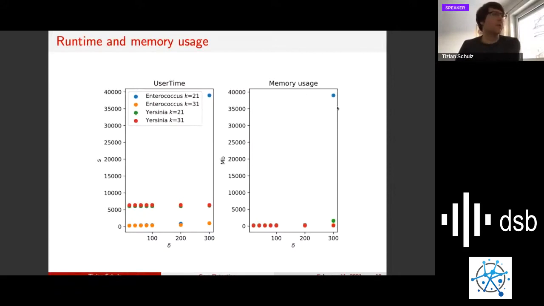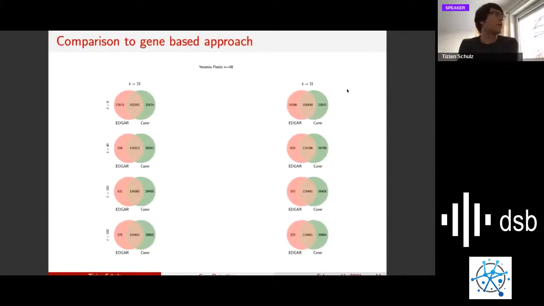Maybe one note for the memory usage as well. So why is the memory usage actually so high? Well, if we do this BFS, we need to store a lot of paths if we have a high depth, and this is where the huge memory demand is coming from.